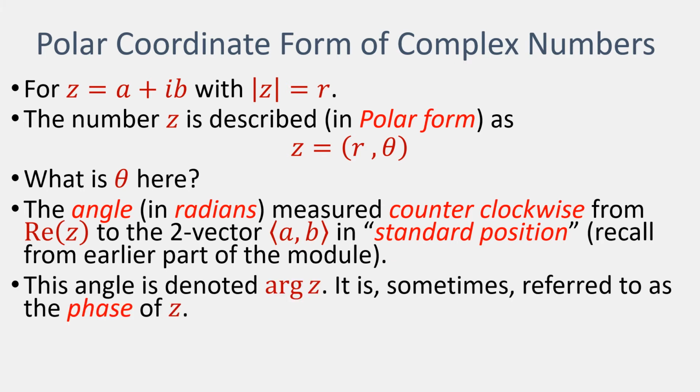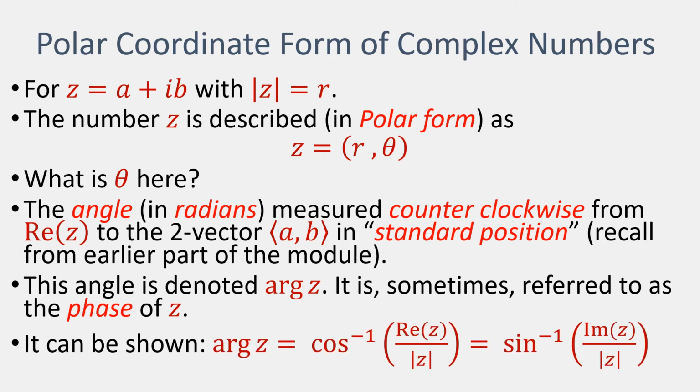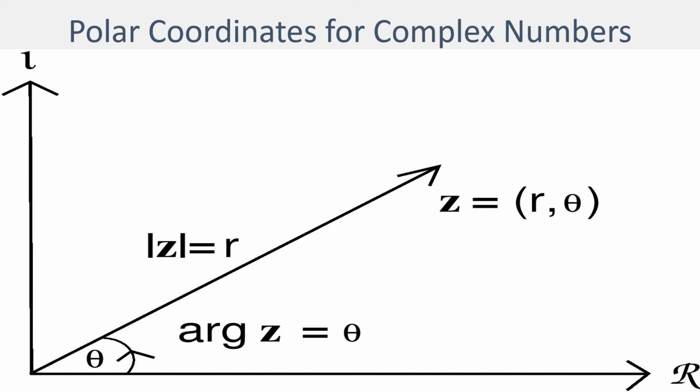This angle is sometimes referred to as the phase of the complex number, and we use this notation to describe the phase of a complex number. And we can show the phase of a complex number is just the inverse cosine of the real part divided by the size, which is exactly the same as the inverse sine of the imaginary part divided by the size. So we look at that on a diagram.